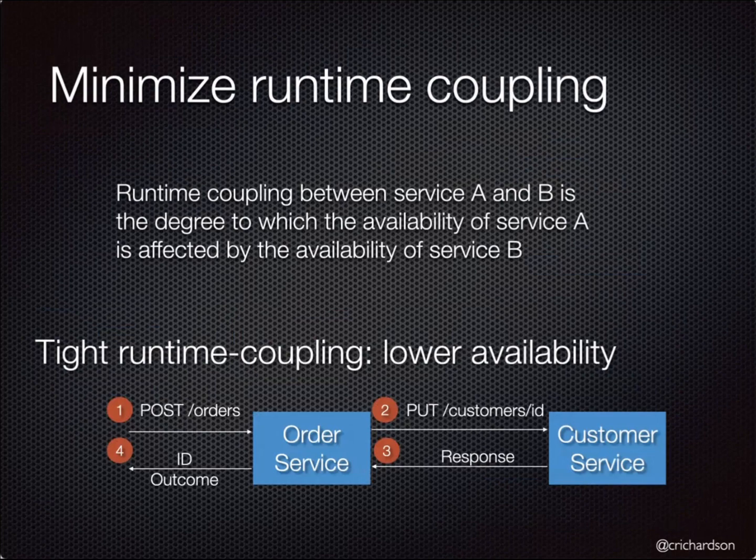So here's one example of tight runtime coupling. Imagine a POST request to create an order comes into the order service. It makes a PUT request to the customer service, waits for a response to come back, and then the order service can respond to its client. That can only work if both services are available simultaneously. So the availability of this create order endpoint is basically the product of the availability of those two services. In other words, it's less than the availability of an individual service.